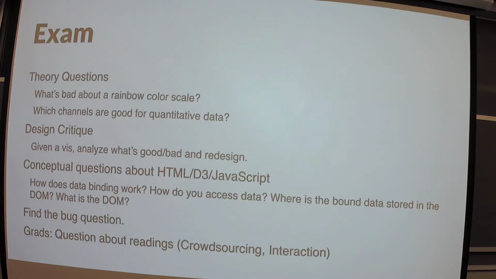Okay, great. So the exam is going to consist of 5 different types of questions. First is going to be theory questions. An example would be, what is bad about the rainbow color scale? Anybody can answer that? Yes. So that's not a hard question. These are, of course, examples, right? Which channels are good for quantitative data? This kind of question is what you can expect here. So this is fairly straightforward. What I'm teaching when I teach a theory lecture, you need to answer these kinds of things.